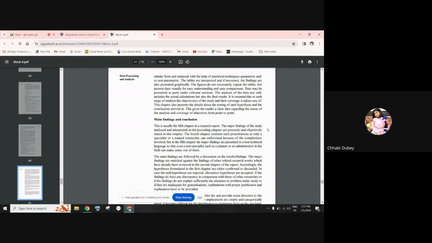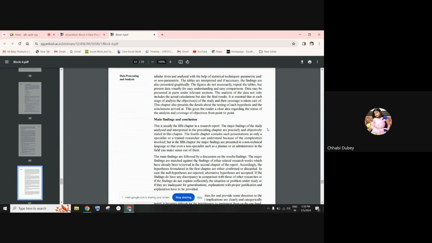They are either confirmed or disregarded. So whatever hypothesis we have formulated, we are going to either accept the hypothesis or reject it. And accordingly, the null hypothesis would also be either rejected or accepted. Depending upon the acceptance or rejection of the null hypothesis, our research hypothesis will be accepted or rejected.